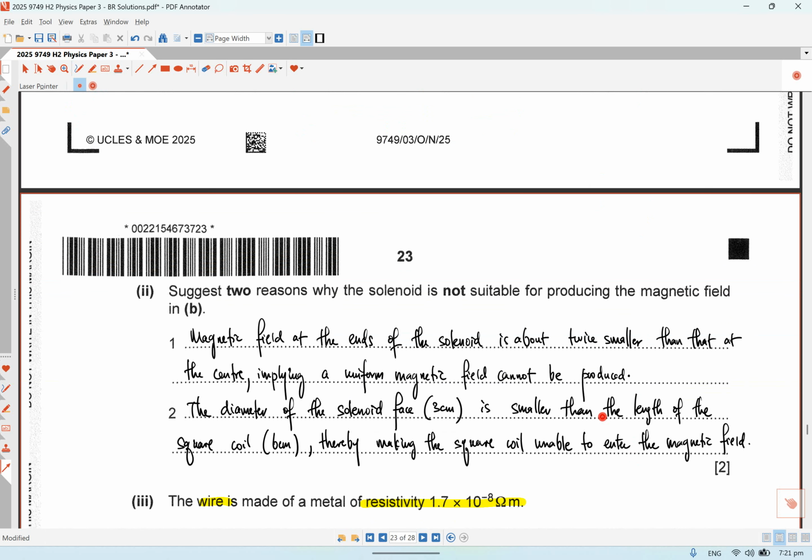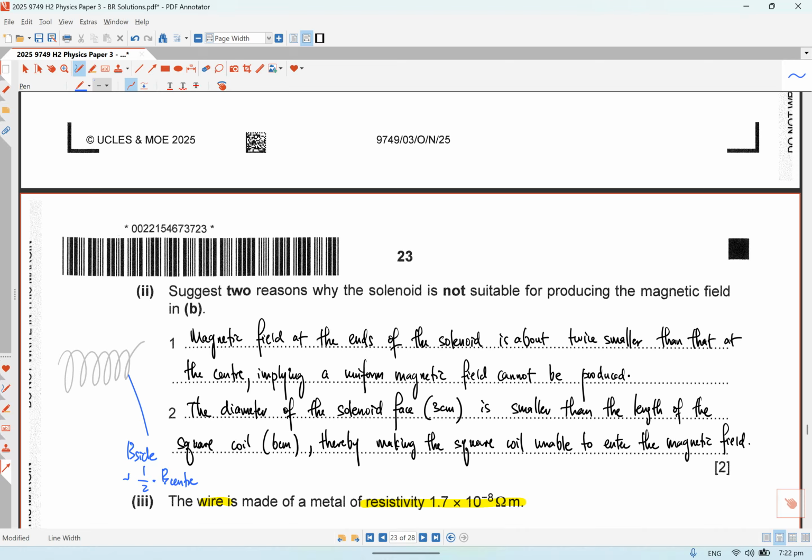So now the next question, why is a solenoid unsuitable for producing the magnetic field? Firstly, you must understand, if this is a solenoid, I know you have uniform magnetic field at the center, but at the side, usually the field is smaller than at the center. Usually it's about 2 times smaller. So the B field at the side is approximately half of the B field at the center. That's a property of a solenoid, so it's incapable of giving you a uniform magnetic field.